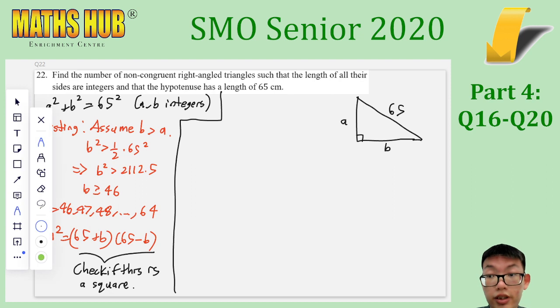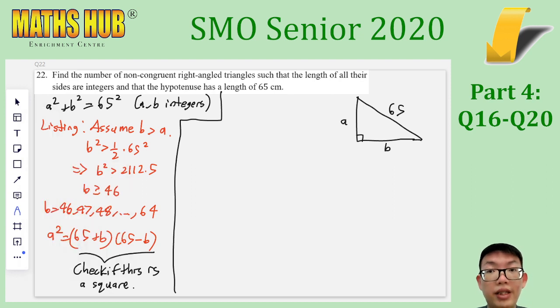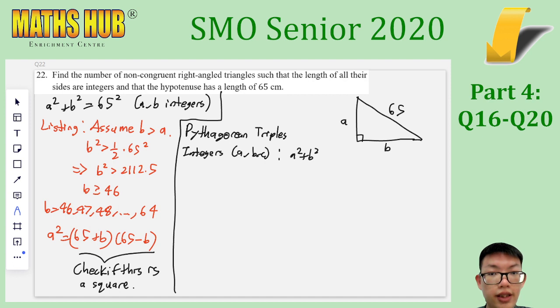Now, the intended approach requires us to know something about Pythagorean triples. Now, what are Pythagorean triples? They are integers a, b, c such that a squared plus b squared equals c squared. Now, the most common ones that we know are 3, 4, 5 and 5, 12, 13. But certainly there are infinitely many of them.